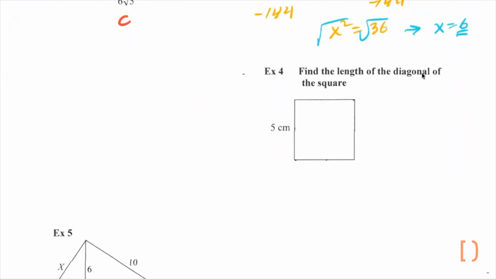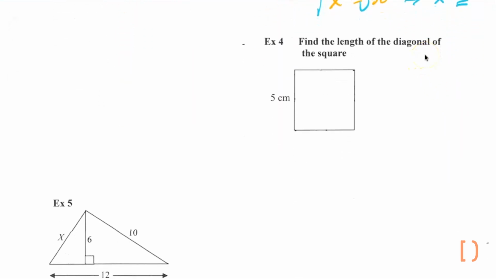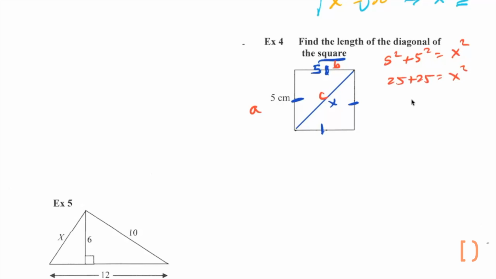Let's move on to the next one. Find the length of the diagonal of the square. So the diagonal squared is this guy. That's what we're looking for. Make that an x. It is a square, which means all sides are the same. So like that's like a 5 also. So all we have to do is Pythagorean Theorem, A, B, C. We're going to get 5 squared plus 5 squared equals x squared. 25 plus 25 is equal to x squared. So I get 50 is equal to x squared.